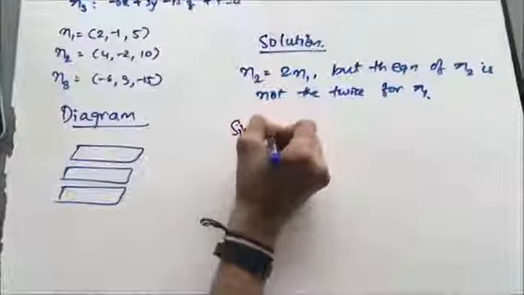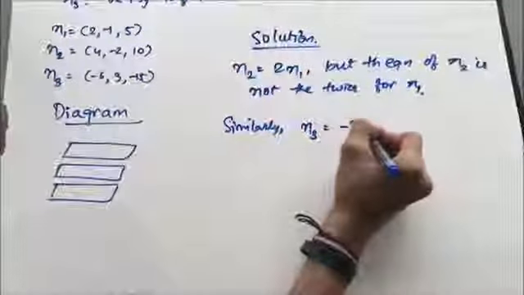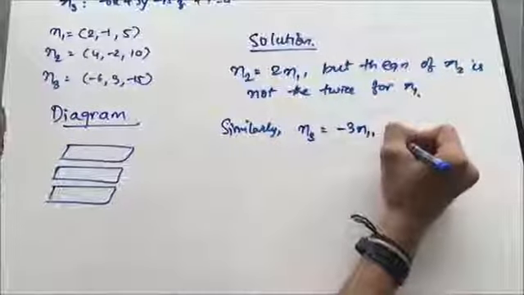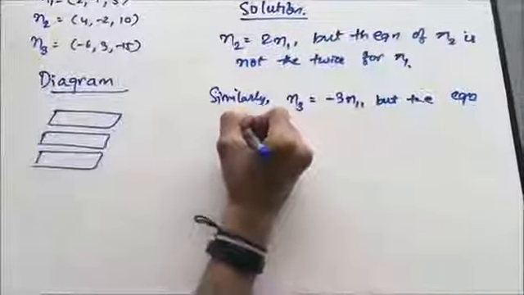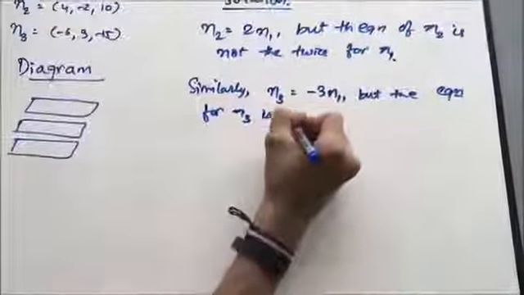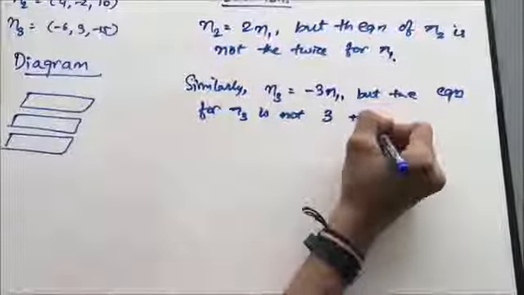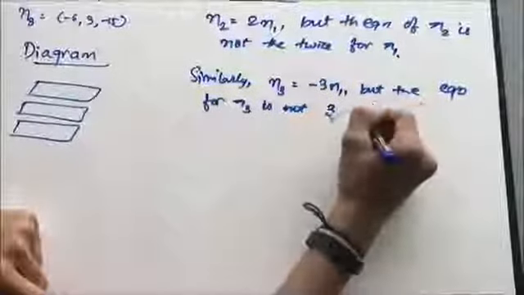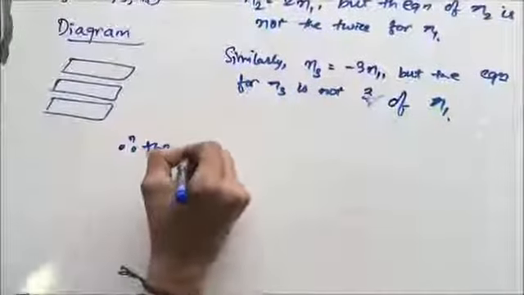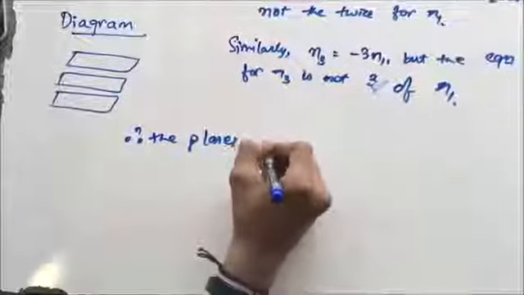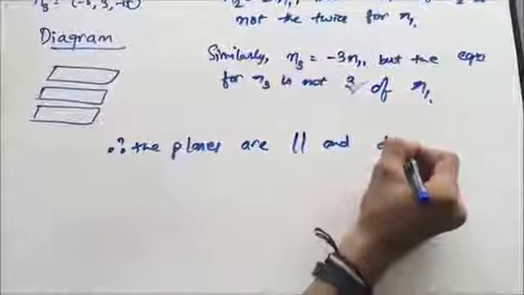Similarly, n3 is equal to negative 3 n1, but the equation for plane 3 is not negative three times plane 1. Therefore, the planes are parallel and distinct.